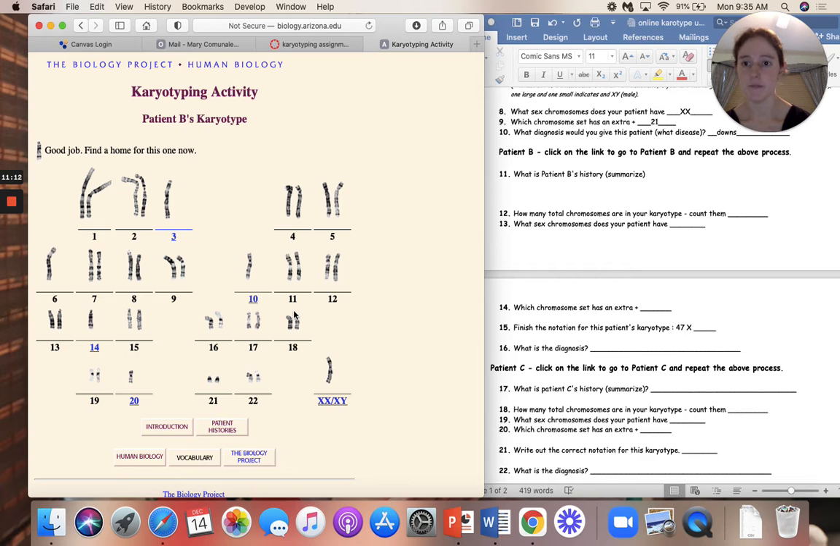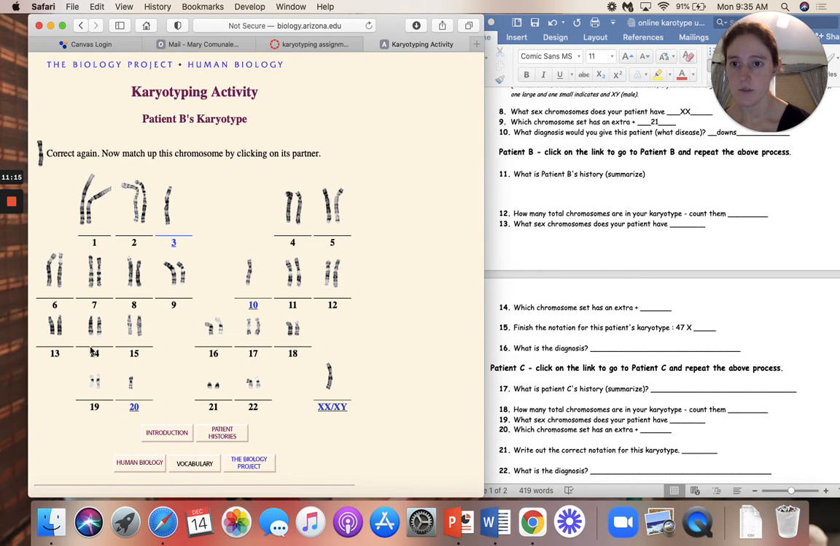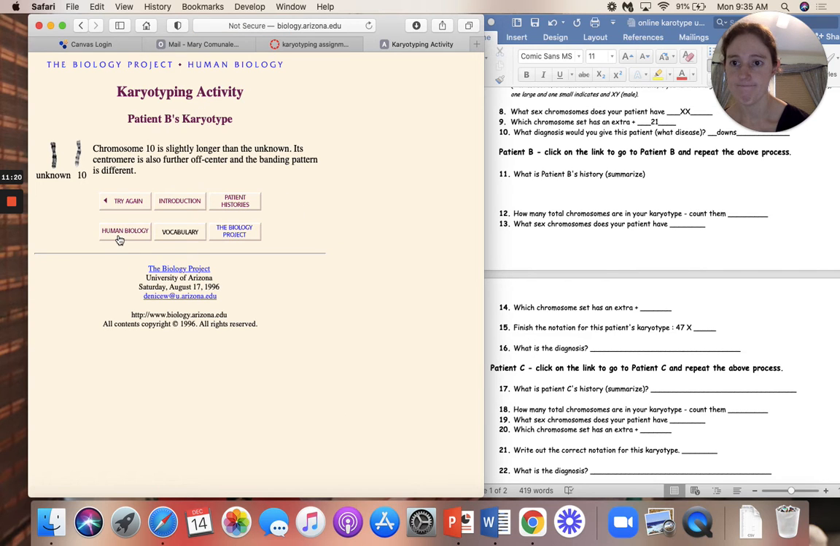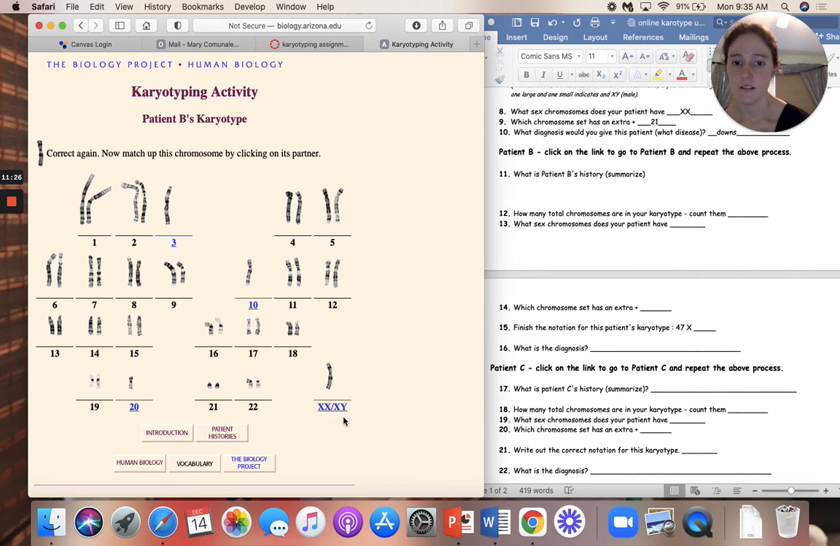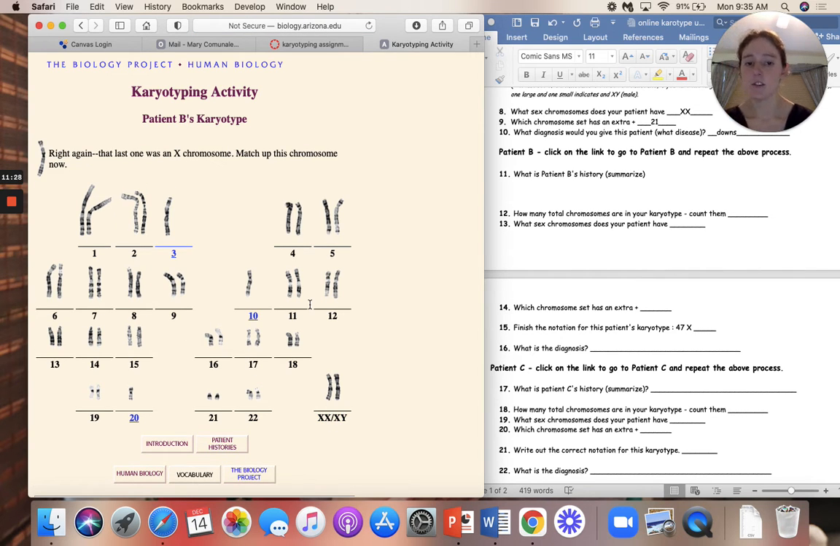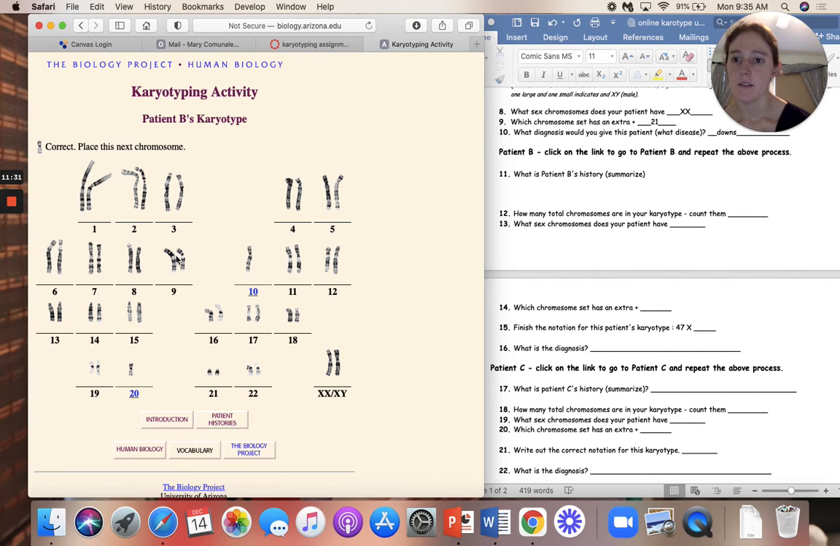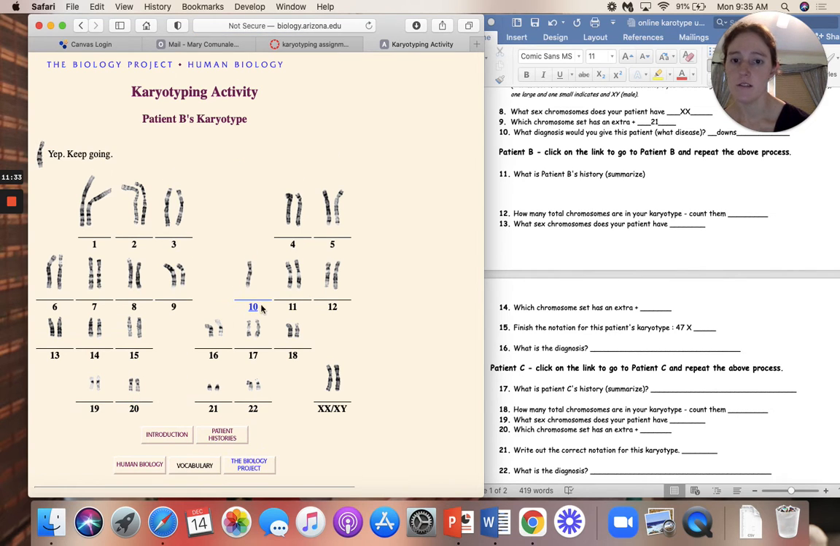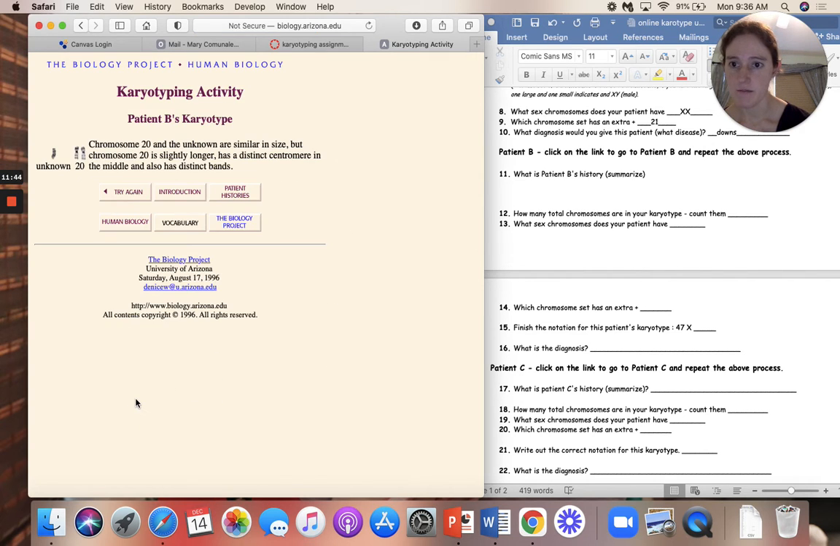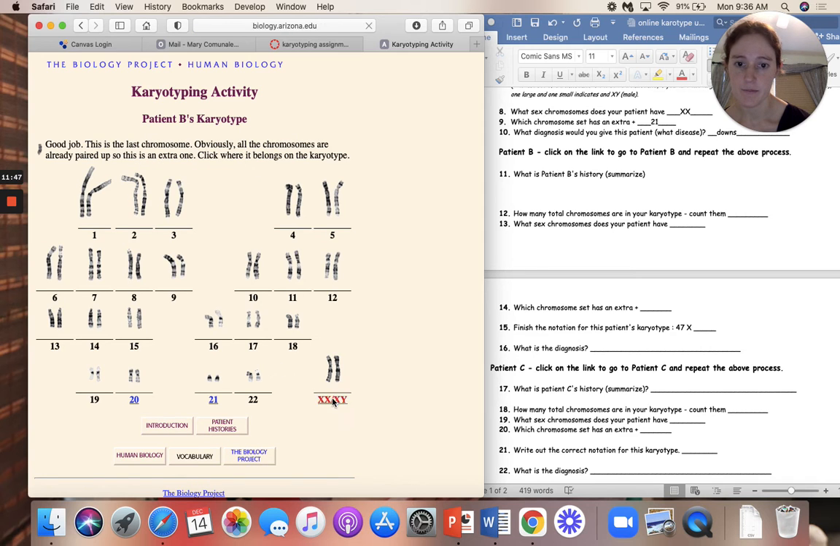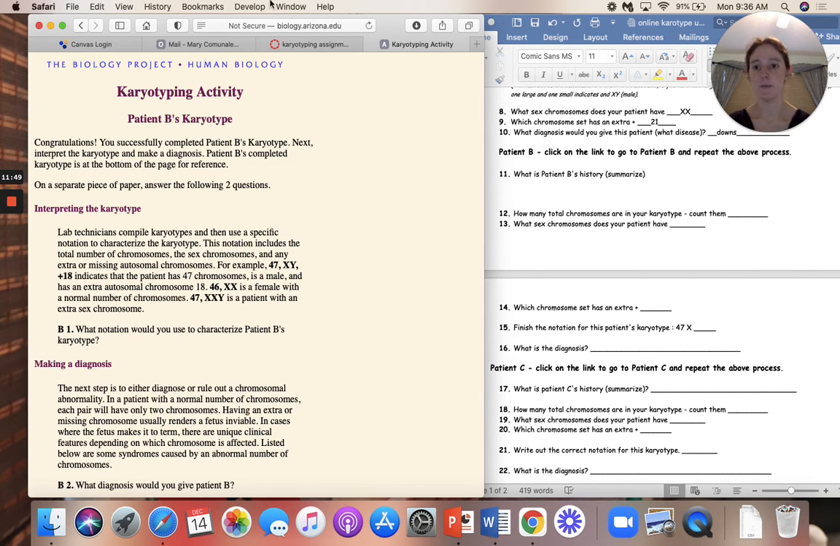Let's go with 11. 14 maybe. Oh, it's over there, the sex chromosomes. That one looks like that one. This one, that one. Last chromosome, obviously all the chromosomes are already paired up, so this is an extra one. Doesn't look like 21. Maybe it's 20? No. Ah, okay, it was over on that one.